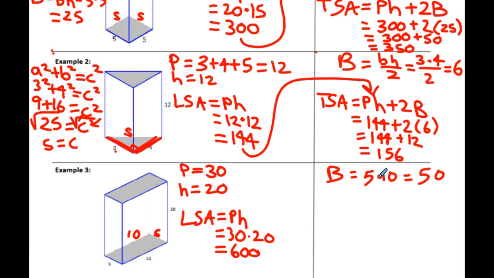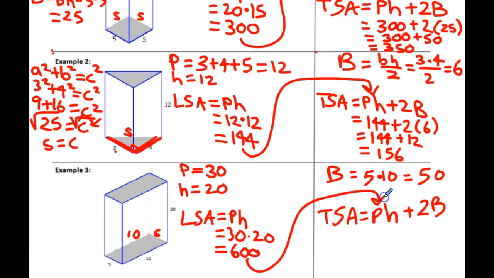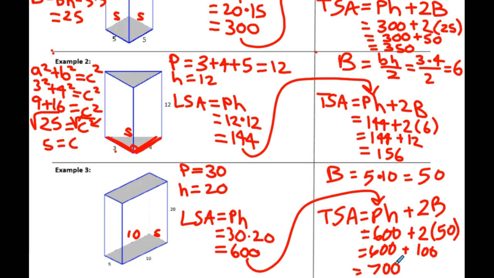All right. So, TSA is pH plus 2 big B, and we know pH is 600 plus 2 times, and big B is 50. What's 2 times 50? 100. So 600 plus 100 is 700 units squared for the total surface area. So make sure you get that down and flip it over.